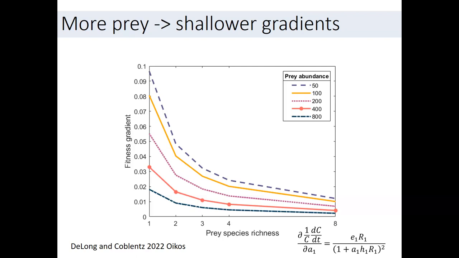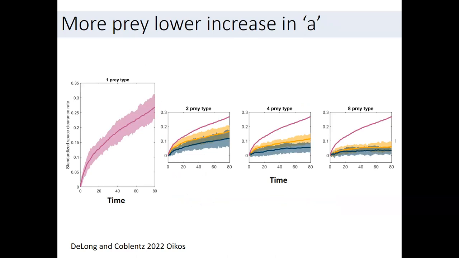Now here's the results. So over here I have time, and I have my space clearance rate through time, and it's going up. And that's exactly what we think should happen. Predators should get better at what they do, right? And this is 0 here because I just normalized everything to 0 to account for variation in starting point. And then if I stick in a second prey type and I take that same line, that's the same line, you can see that actually these yellow and blues, which I'll explain in just a second, are not going as fast as that line.